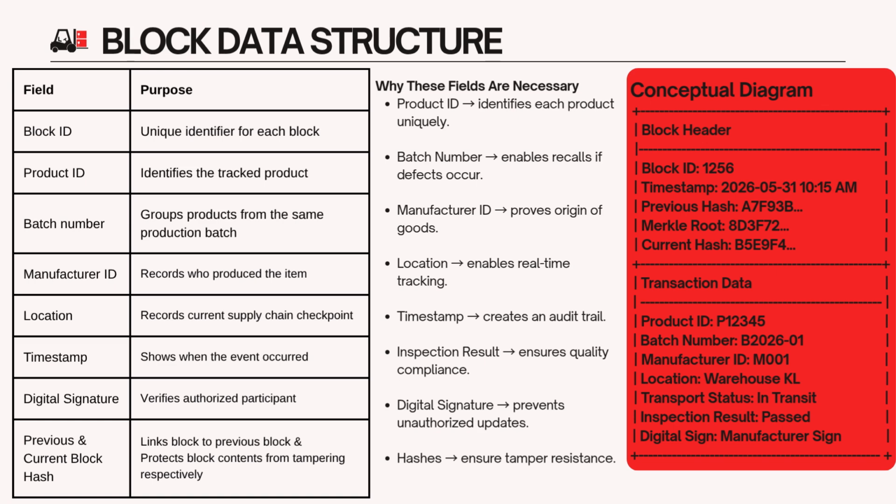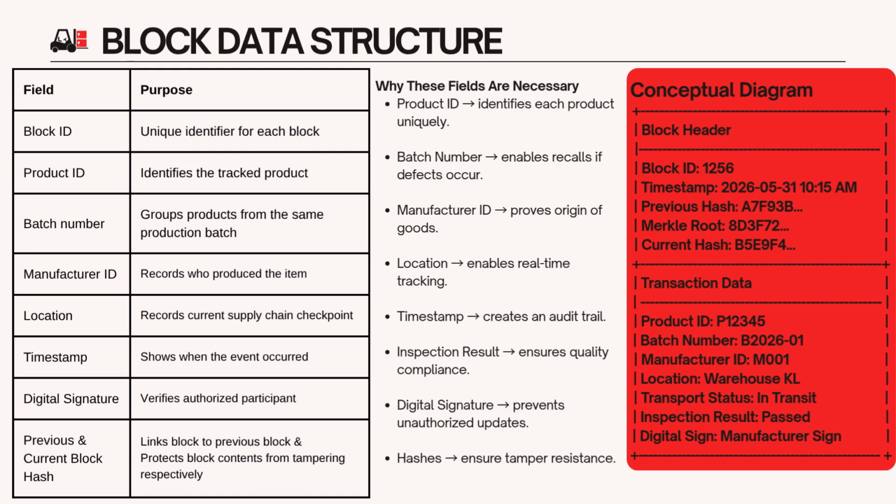In this slide, you can see the essential fields required for our blockchain data structure alongside a conceptual diagram of a block. Let's break down how a block is structured and why these specific fields are absolutely necessary. Block ID serves as a unique identifier for each block in the chain. Product ID uniquely identifies each item, while batch number groups products from the same production line.